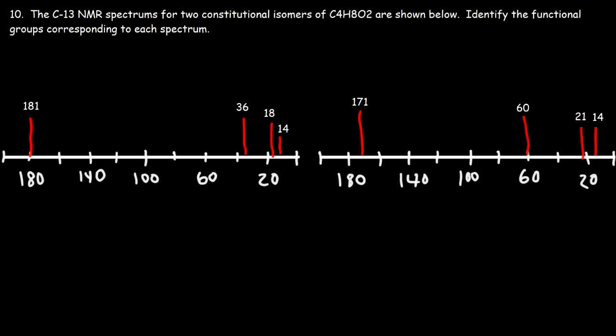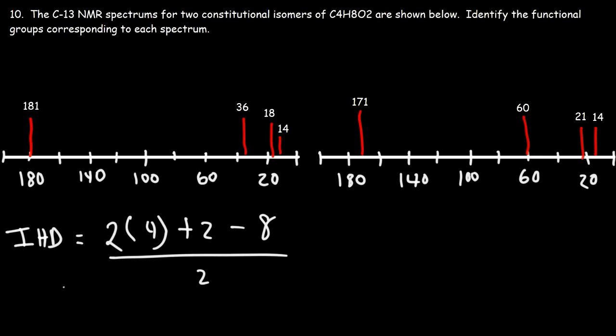Number 10. The carbon-13 NMR spectrums for two constitutional isomers of C4H8O2 are shown below. Identify the functional groups corresponding to each spectrum. So as always, let's begin with the IHD. So it's 2n plus 2, where n is 4 in this example, minus the number of hydrogen atoms, which is 8, divided by 2. Now 2 times 4 is 8, and so that's going to cancel with this 8. And so it's going to be 2 over 2, which is 1. So this either is one double bond or a ring.